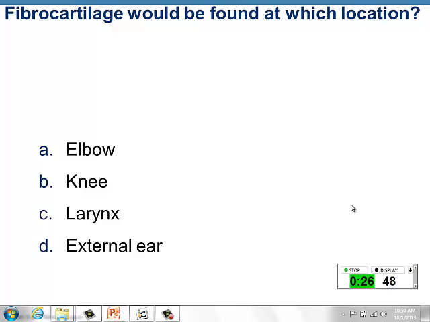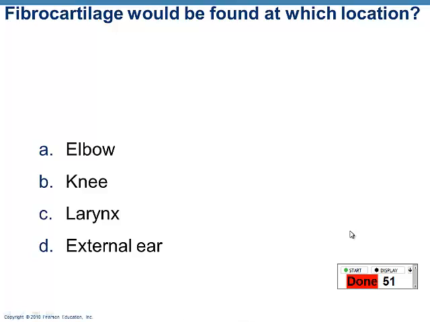Five, four, three, two, one. What's the answer? Yes. So vertebrae. Larynx is hyaline cartilage, elbow, articular hyaline cartilage, external ear, what kind? Elastic cartilage. Good job.